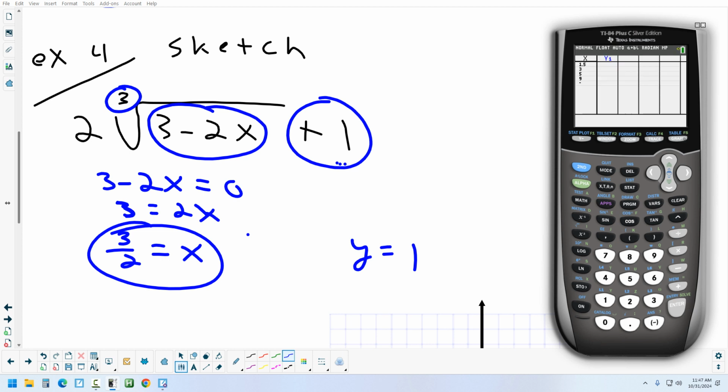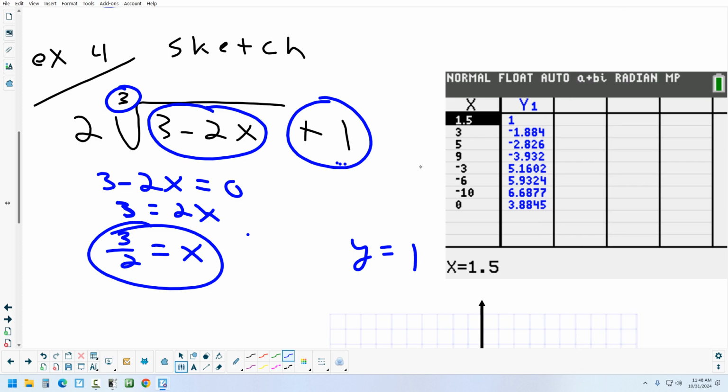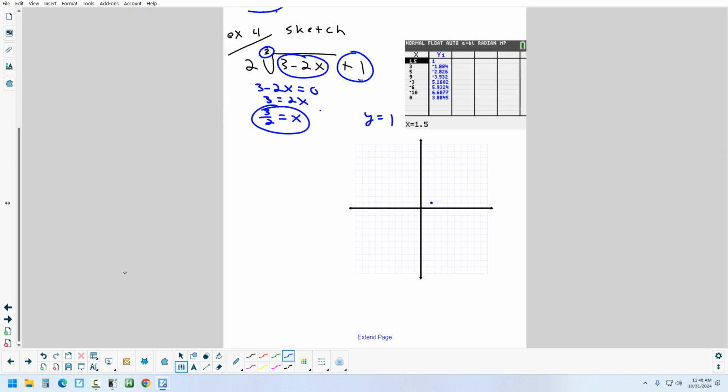Okay. If we want, we can check. I actually have a table that we can use right here. We can check 1.5, 1. Yep. So we found that one, right? And let's graph some of these other ones. 3, -1.8. 5, -2.8. And let's go 9, about -4. That's pretty good. I can see the curve on the right.